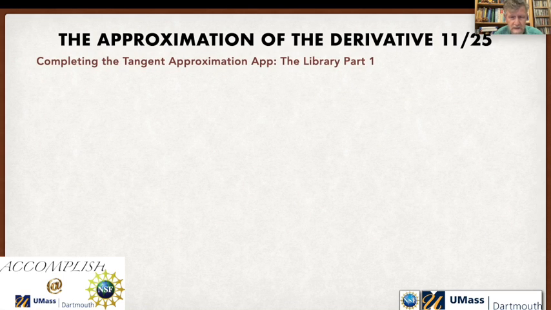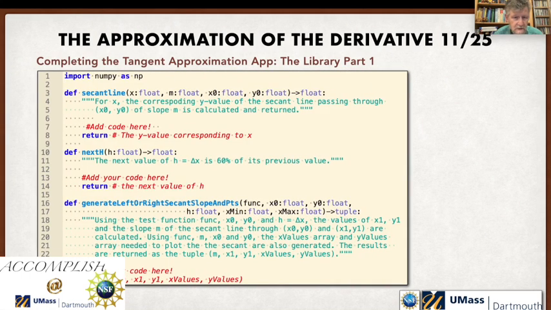Okay, here are some details. So here's what you would see in the student version of the library. That is to say, you're going to see what you might call a skeleton of the functions that you need to complete. So for example, for the secant line, this is the skeleton.